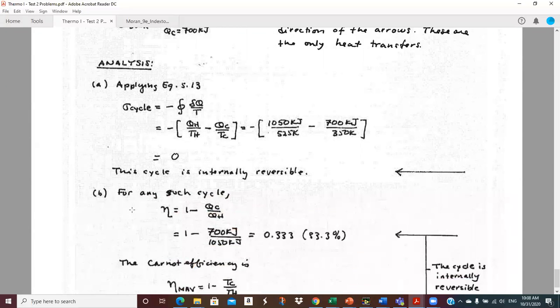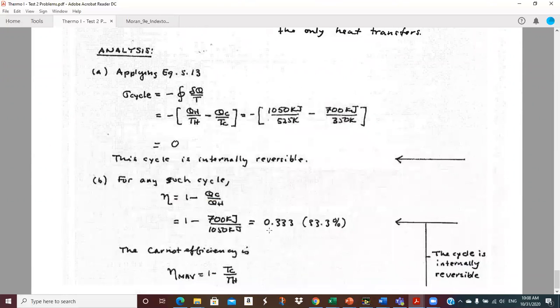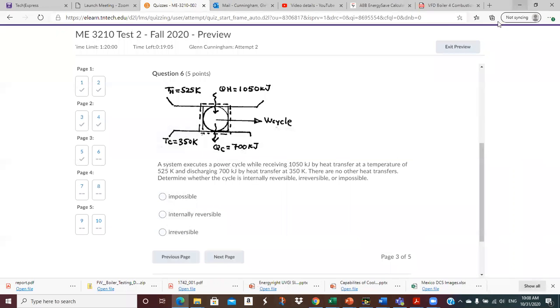The other thing you can do is check the efficiency. If I take 700 divided by 1050, that's 0.667, minus 1. So the actual efficiency of this cycle is 33.33%. And then I can check the Carnot efficiency, which is 1 minus TC over TH, and it's 0.333. So I get the same efficiency. So this one is internally reversible. It turned out to be pretty simple. So it's internally reversible. Okay.